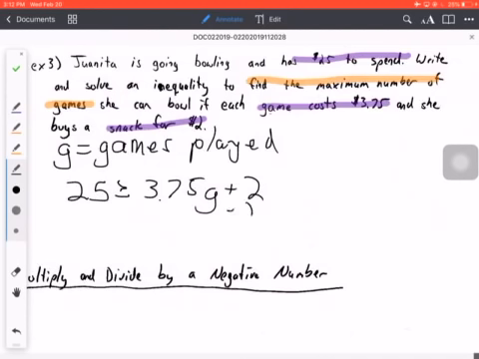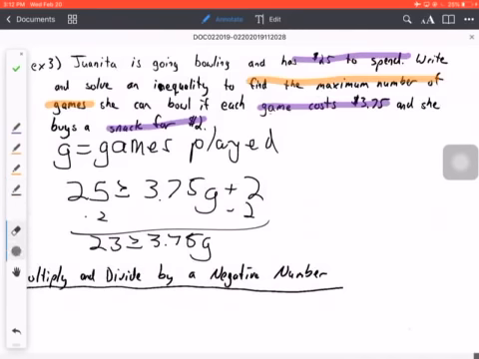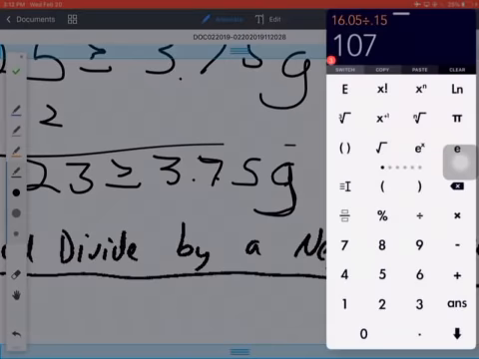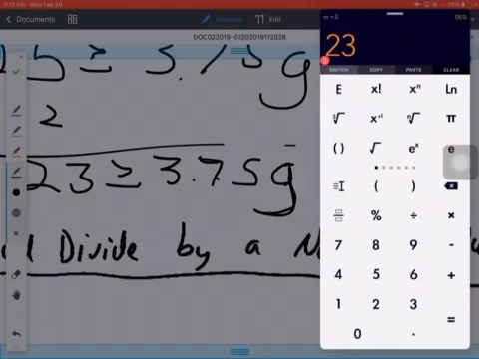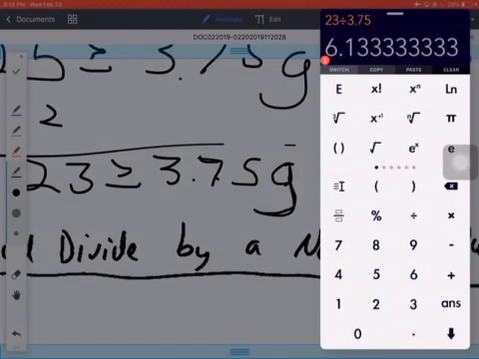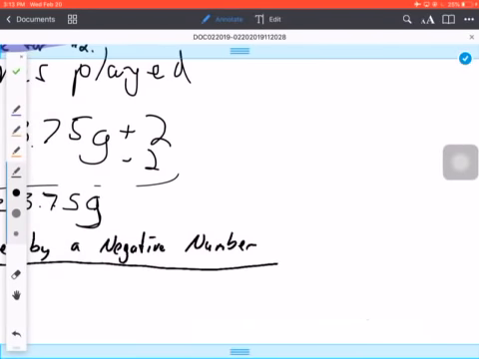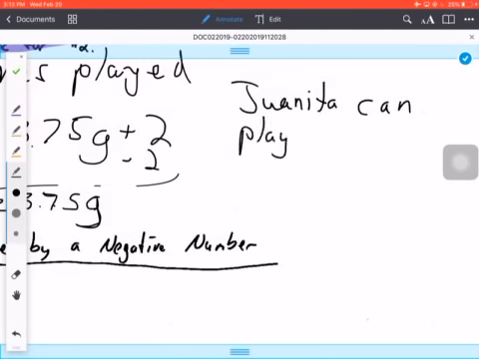So we're going to go ahead and solve this. We're going to subtract 2 from both sides right away. So I have 23 is greater than or equal to 3.75g. Now if I divide both sides by 3.75, I get my calculator out here. 23 divided by 3.75, and it looks like 6 games is what you can play. So Juanita can play at most 6 games.